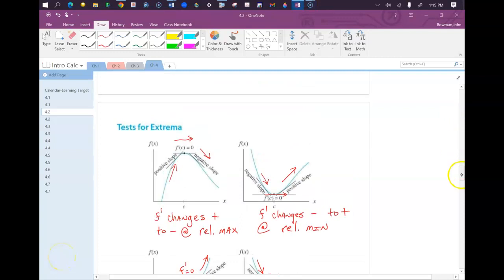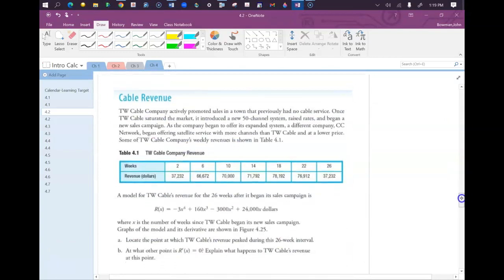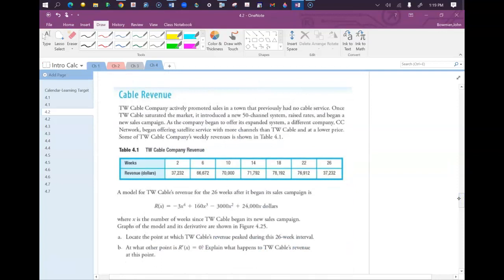Okay, so let's use that to do an example here. Cable revenue. What we have is a model for a cable revenue for 26 weeks after it begins its sales campaign, and that function is given by r of x, and x is the number of weeks since the TW cable began its new sales campaign. And part A says locate the point at which TW cable's revenue peaked during this 26-week interval.